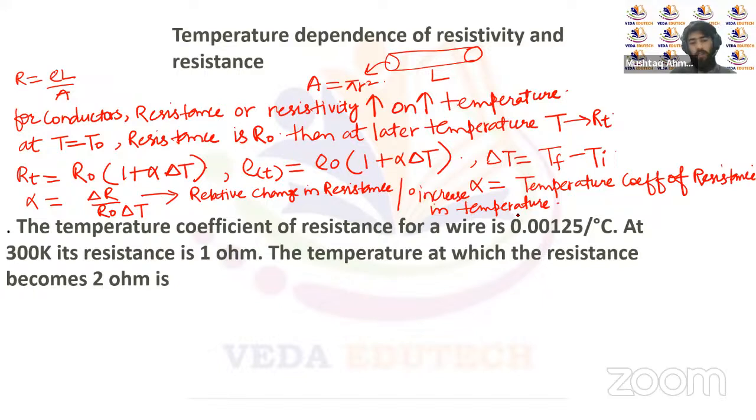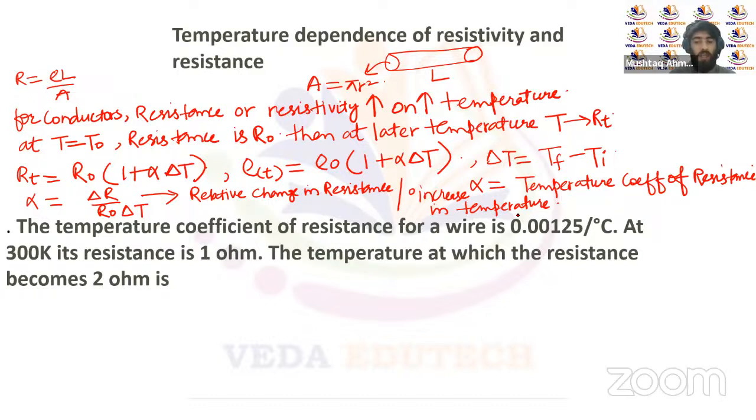So let's start with this basic question. The question here on the screen is that the temperature coefficient of resistance for a wire is 0.00125 per degree centigrade. At 300 Kelvin, its resistance is 1 ohm. So at 300 Kelvin, the resistance of the conductor is given as 1 ohm.